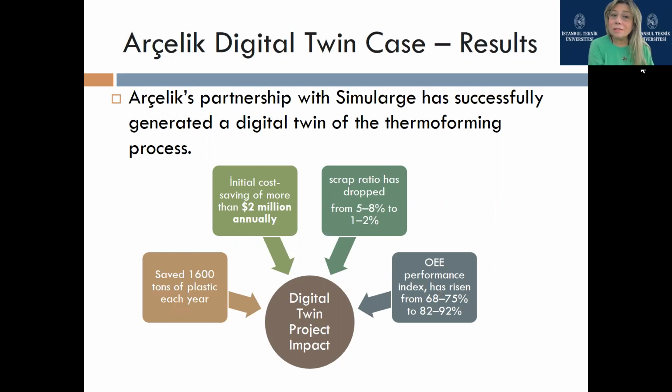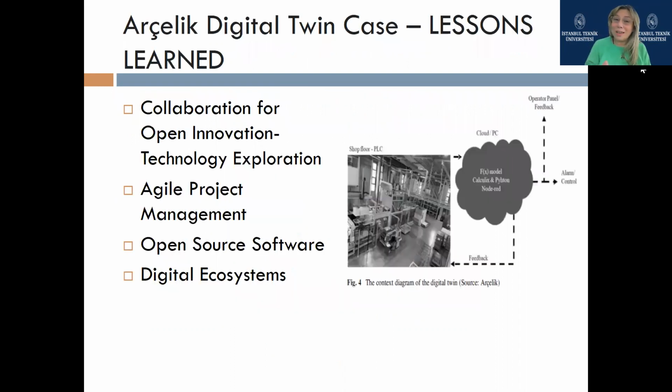$2 million annual cost saving. Scrap ratio, it is very hard to move scrap ratio, by the way. Don't look like it's a 3%, 4%. It means a lot. So they dropped the scrap ratio around 5%. The overall equipment efficiency index has risen about 15 to 20%, and they saved 1,600 tons of plastic each year. How does OI touch sustainability? This is the way we do it, by embedding.